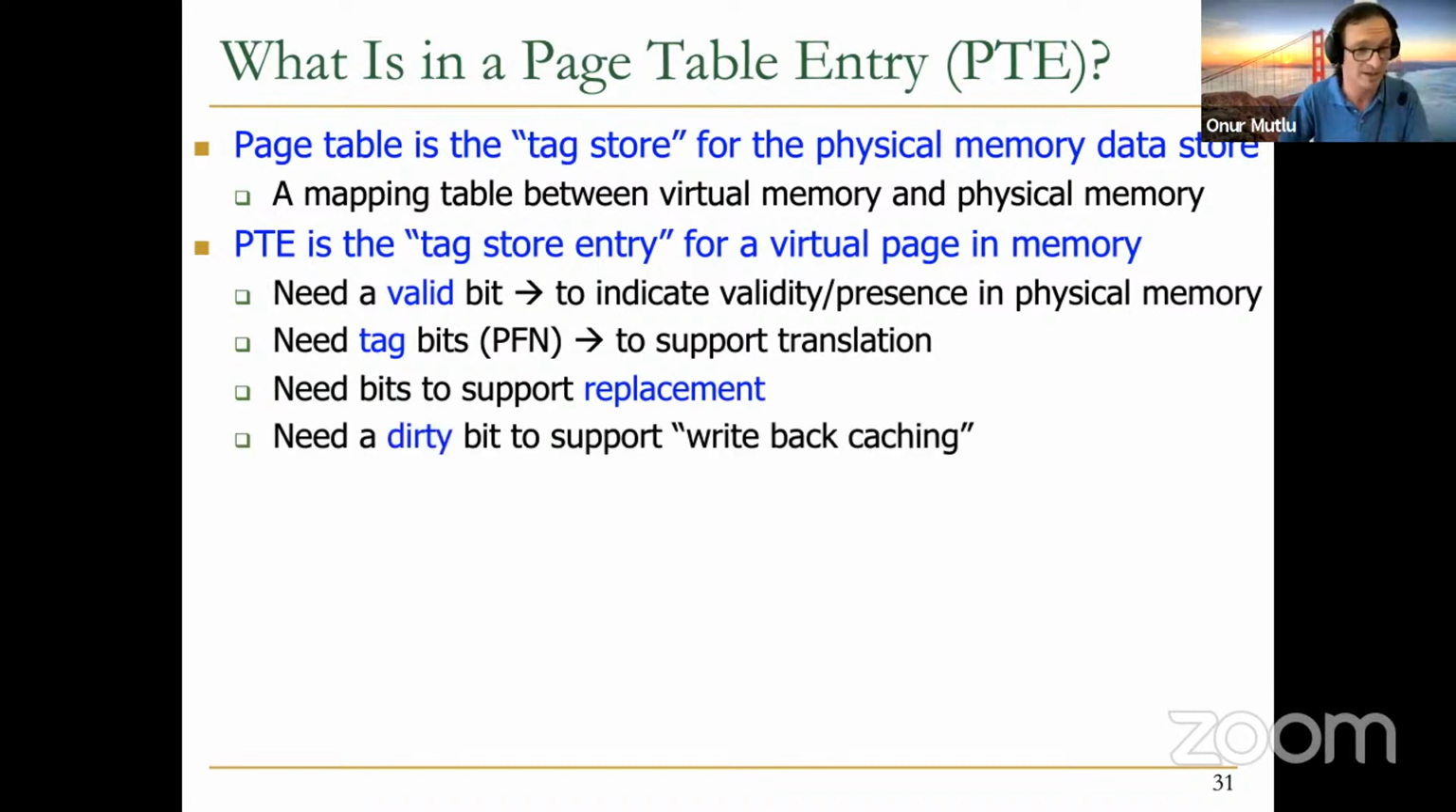page from the disk. You need a dirty bit to support write-back caching, because when you write to a physical memory location and that page needs to get evicted, what do you do with that updated data? Usually we have a write-back physical memory, meaning you don't expose all of the writes that you do to physical memory to the disk, right? That is unreasonable because it's too slow. So you need to have support for writing back.